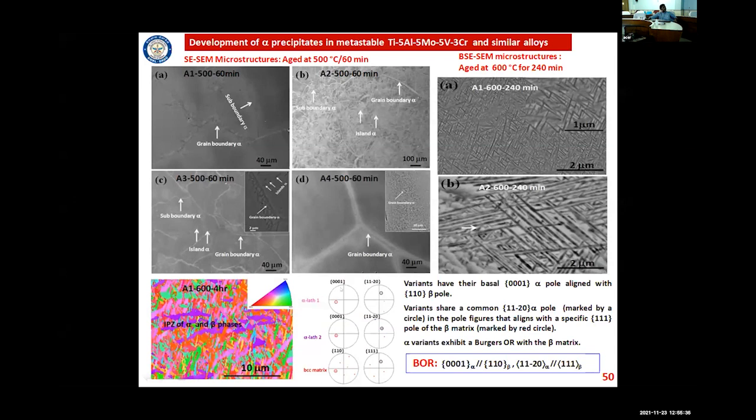If you see in the pole figures, this is taken from the alpha layer and this from the BCC matrix, and you can see the location of the poles here. They are all matching, which indicates that it is following the orientation relationship: the (0001) alpha plane is parallel to the (110) beta plane. This is the close-packed plane in the BCC, and this is in HCP. And the close-packed direction <11-20> in alpha is parallel to <111> in beta. This is the close-packed direction in the BCC.